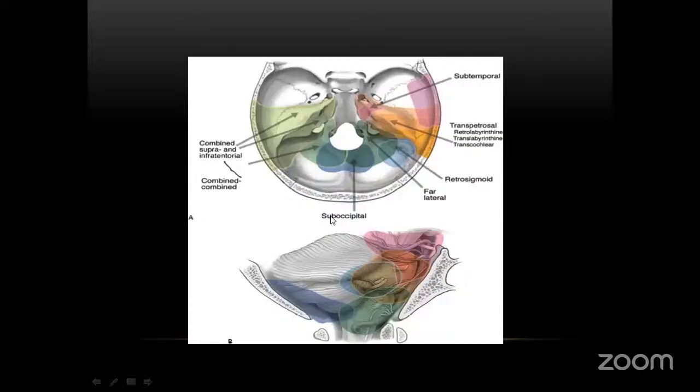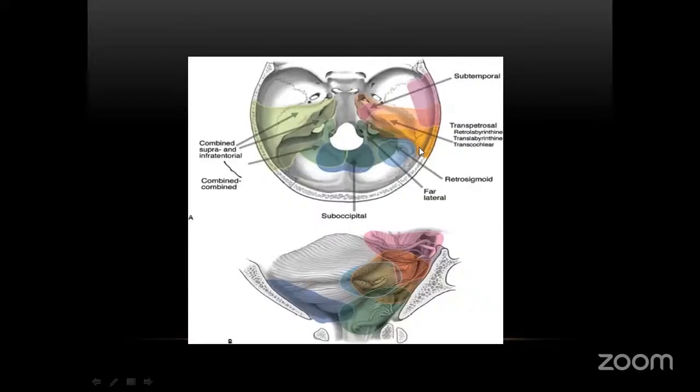These are some views of approaches to the posterior fossa, or you can say the brainstem: suboccipital for midline lesions, far lateral for anterior lateral lesions, retrosigmoid approach for the CP angle, and then up to the petroclival area. The transpetrosal approach is an excellent approach.